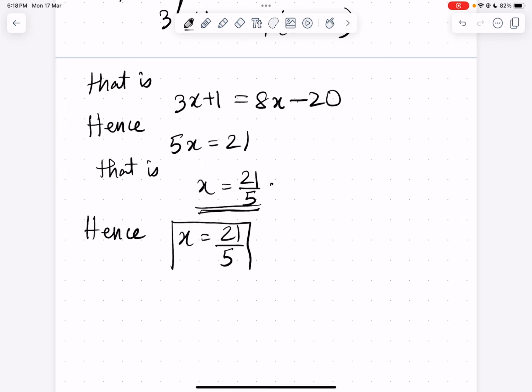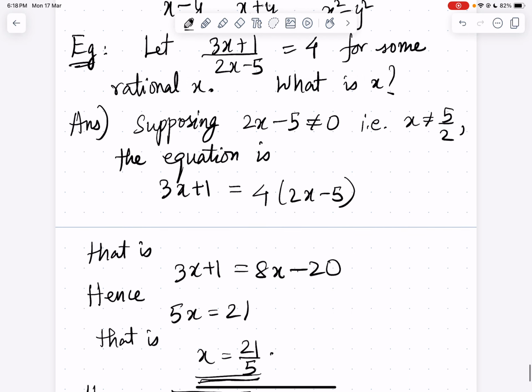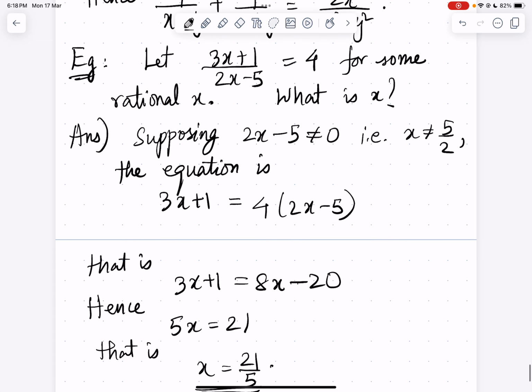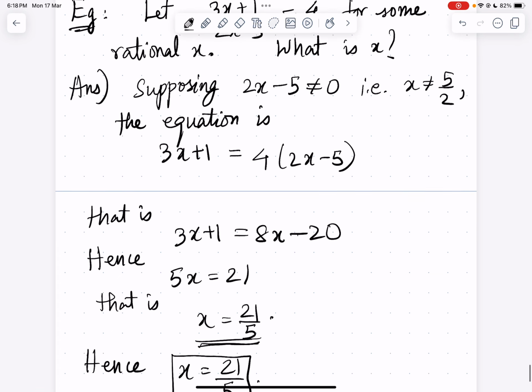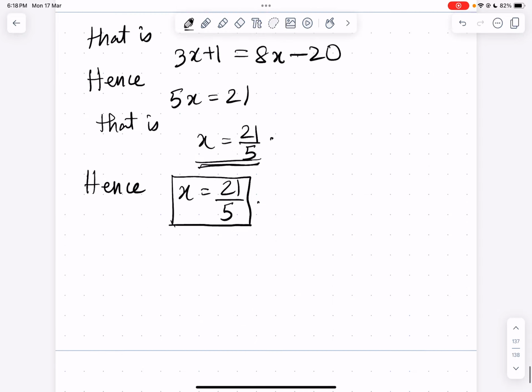So it's the same thing. We multiply by appropriate terms to simplify the equation. We multiply by 2x minus 5 both sides to get this simpler equation, 3x plus 1 equals 4 times 2x minus 5, and then we simplify. Okay. So another example.